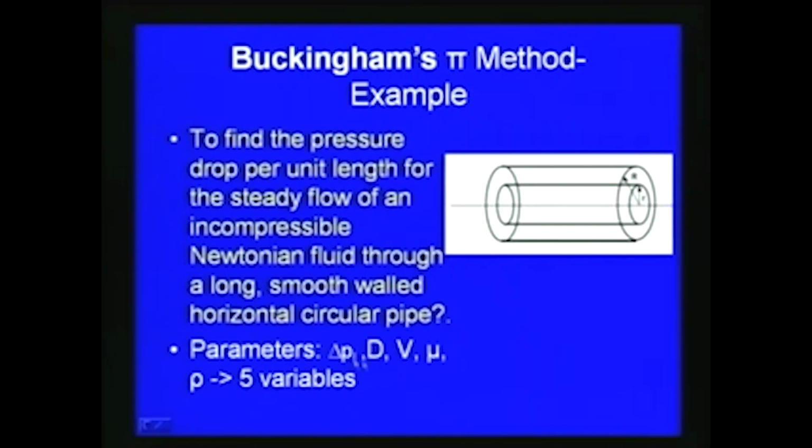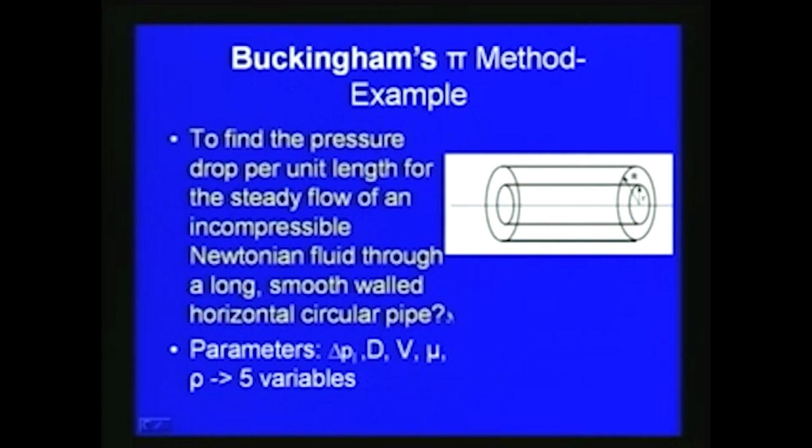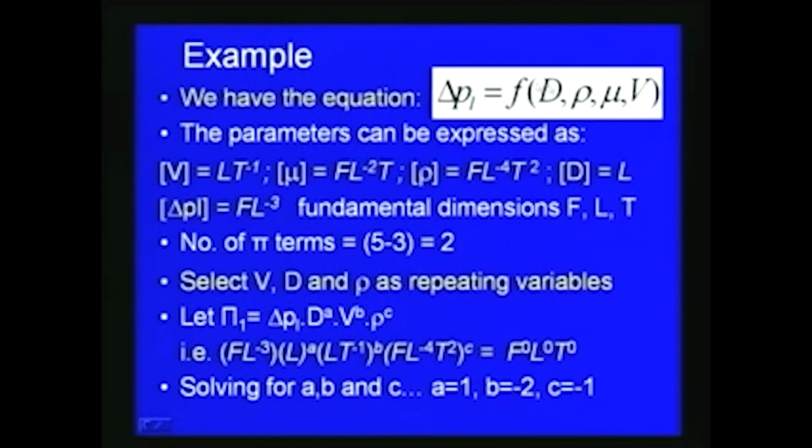So, the variables are delta p L, the diameter d, the velocity v, the viscosity mu, and the density rho. There are 5 variables included for this particular problem. Since our aim is to get an expression for delta p L, we will write delta p L as a function of d, rho, mu, and v.